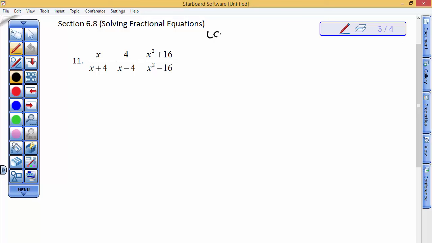Number 11's least common denominator is x plus 4 times x minus 4. That's because this denominator right here is the difference of squares, and it factors into x plus 4 times x minus 4. So you've got this x plus 4 once, x minus 4 once, x plus 4 once, x minus 4 once. Would you try to envision my shortcut now?